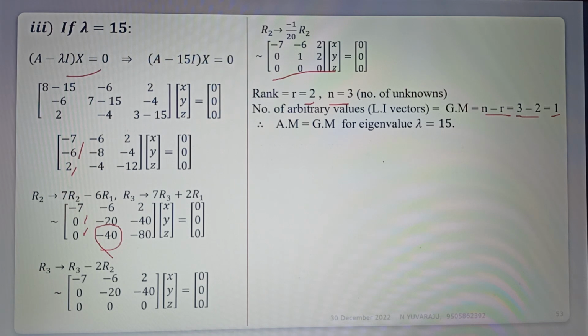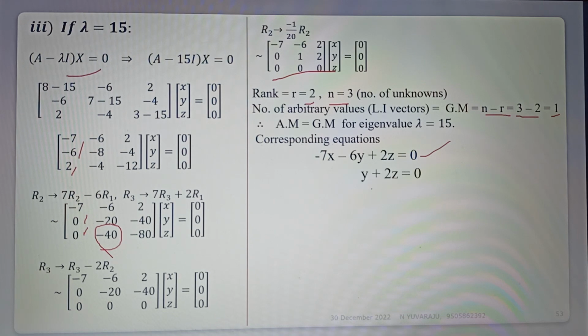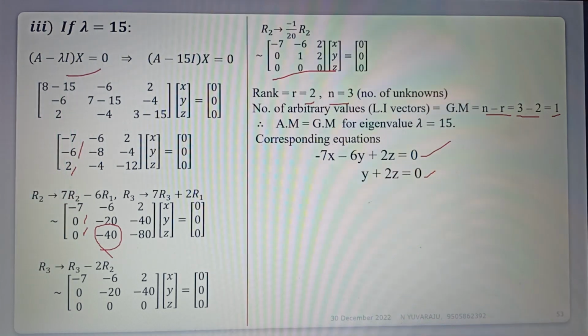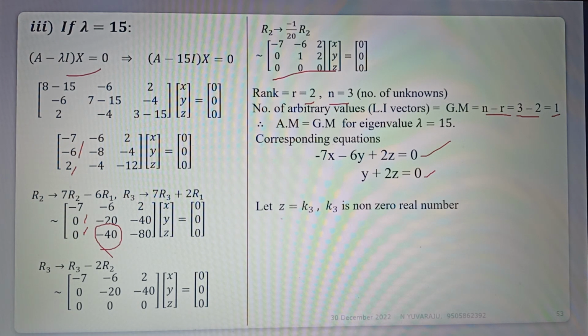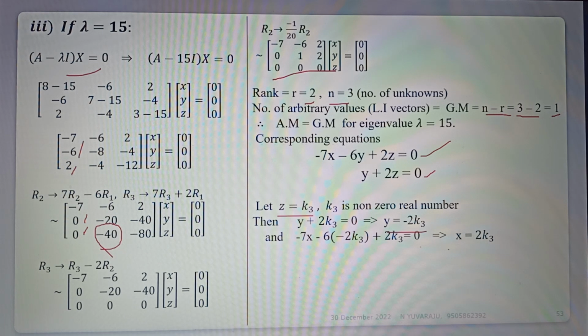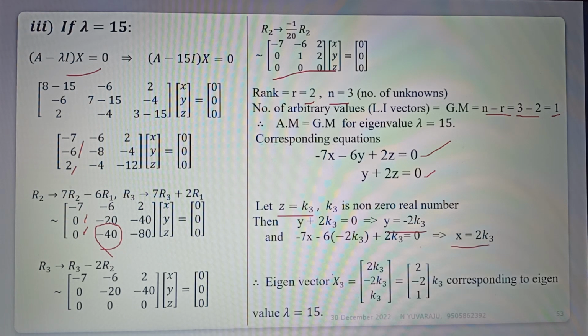So now finding the diagonal matrix. First, find the third eigenvector. The corresponding equations: minus 7x minus 6y plus 2z is equal to 0, and the second equation, y plus 2z is equal to 0. Assume any one is independent, that is z is equal to k3. So y plus 2k3 is 0, y is equal to minus 2k3. Substituting y and z, x is equal to 2k3. Therefore the third eigenvector is 2k3, minus 2k3, k3. Taking k3 common, 2, minus 2, 1.